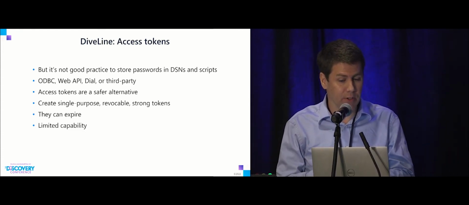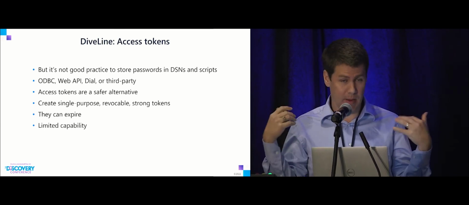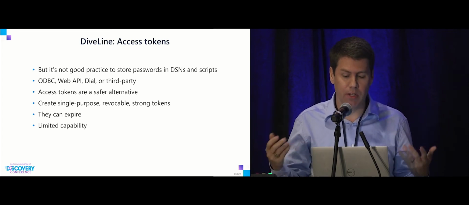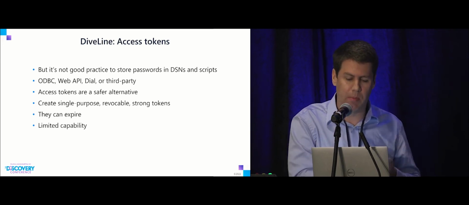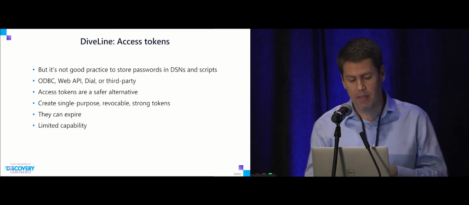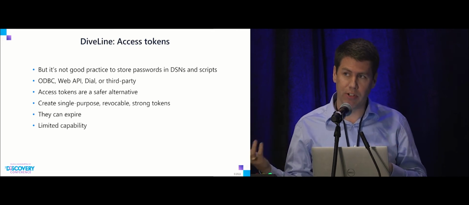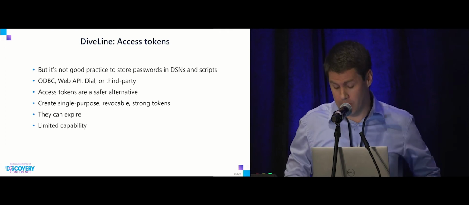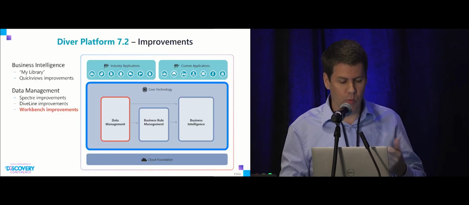So we already have added a feature called access tokens, where you can basically say, I would like a temporary or limited access token that I can use to do certain things, so that I could use to log into ODBC, or that I could use for this future web API or dial. And this way, they could be revoked later if you're no longer using them. They're generated by DiveLine, so they're guaranteed to be really strong and full of entropy, and they could expire as well. All right, so continuing on, let's talk about what you'll see in Workbench.